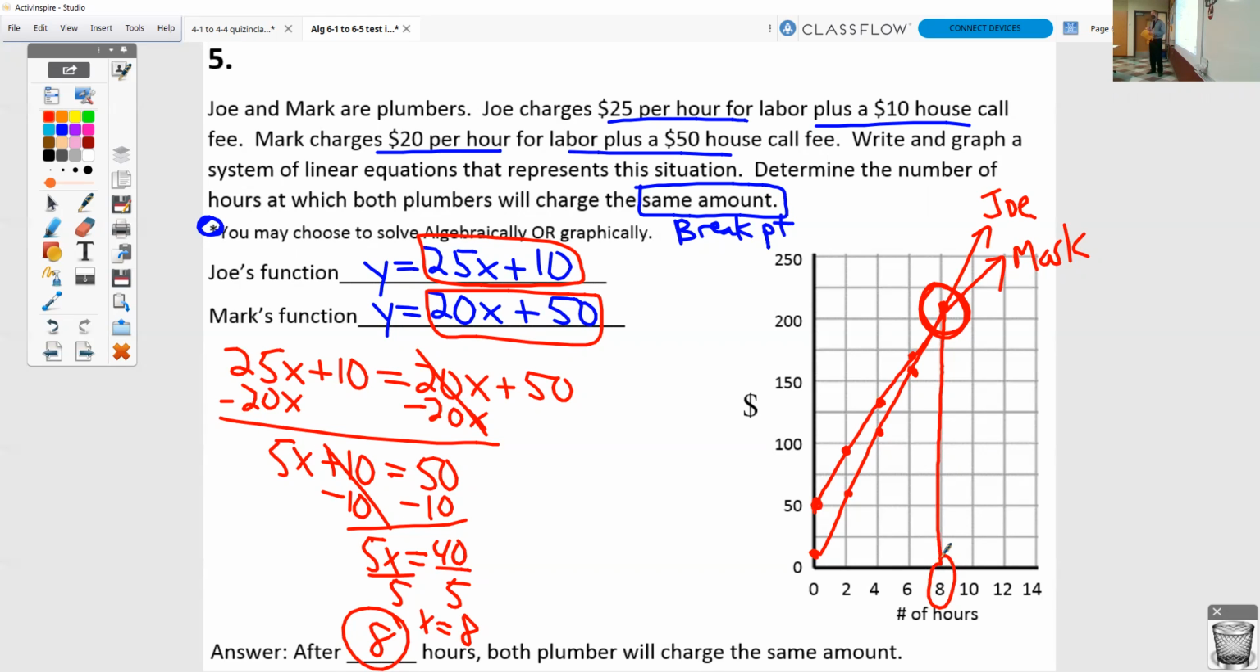Questions on number 5? On your test tomorrow, do you have to do it both ways? No, you have your choice.